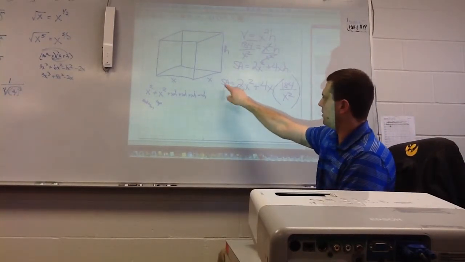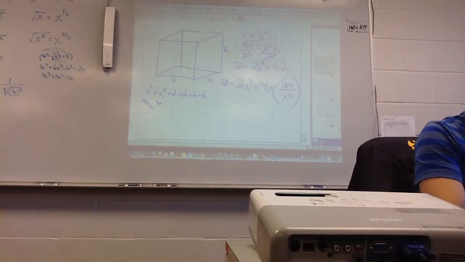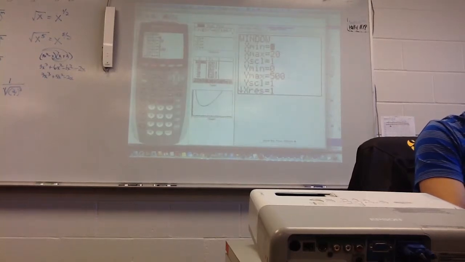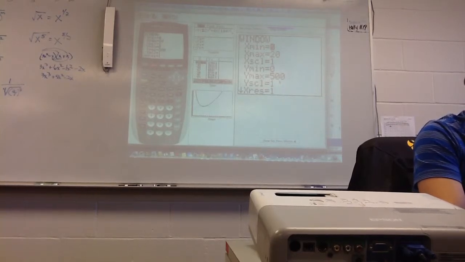Y represents what? Surface area. Probably a pretty good chance that y is a big number. So I made my window be 500. Probably don't need to go that high, but I did because I don't want to have to guess a whole bunch of times in a row. Some people guess 20, and then 30, and then 40, and then 50, and they guess about 16 times before they finally get a big enough window, or they usually quit because they hate guessing too many times. Well, then just guess a big number. So I went 0 to 20, 0 to 500.